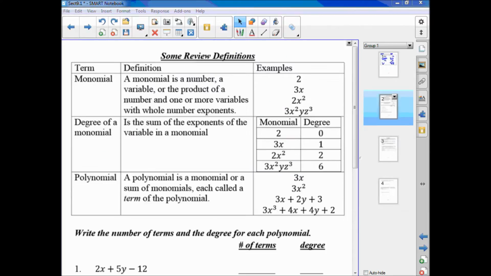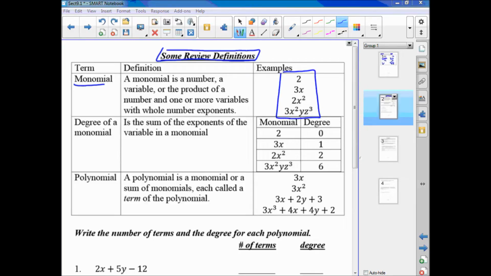On our second page, we have some review definitions. We've been through these once this year. First is a monomial. A monomial is a number, a variable, or a product of one or more variables with whole number exponents. So we can't have fractional exponents, we can't have negative exponents. We can only have positive exponents, and the variable has to be in the top, not the bottom, of a fraction. So these are all monomials: 2, 3x, 2x squared, 3x squared, yz cubed.